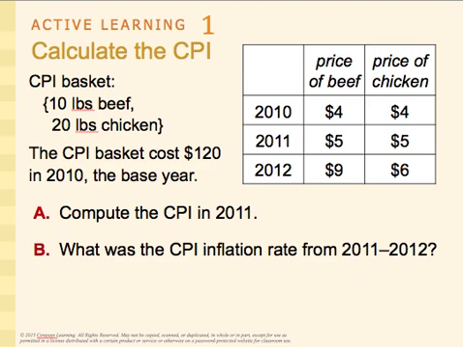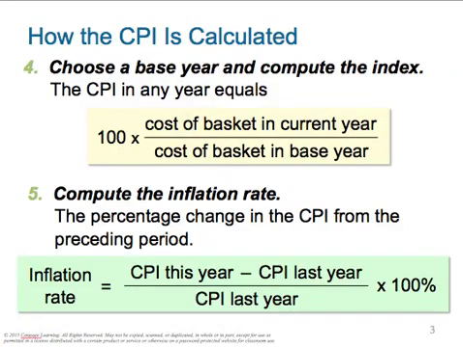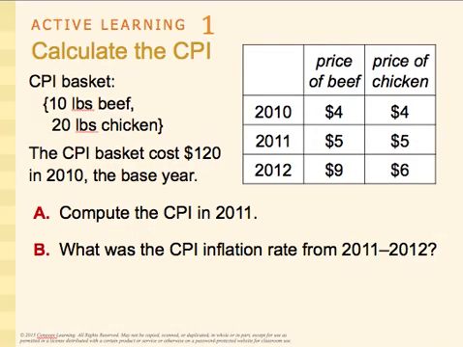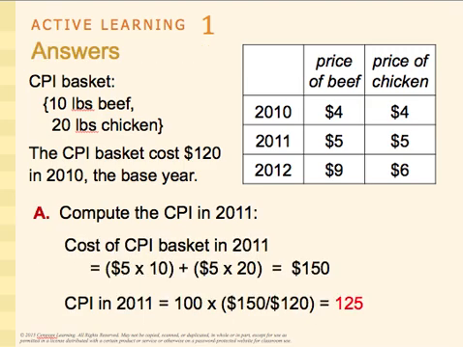Part A is not all that difficult, but requires an intermediate step. You must compute the cost of the basket in 2011 to find the CPI for 2011. Part B has two intermediate steps: computing the cost of the basket in 2012, and then computing the CPI for 2012. So again, we have two calculations we have to make in that part. Part A has multiple steps, but it's a little more simple than part B. So let's get to it.